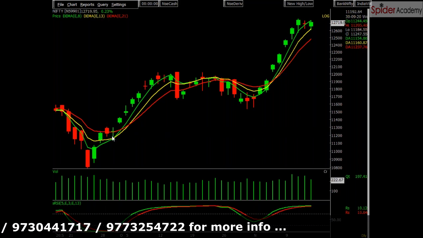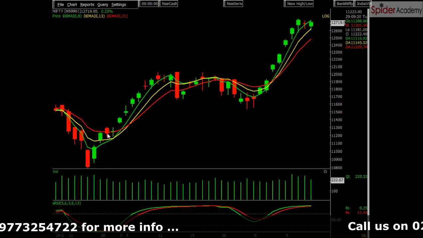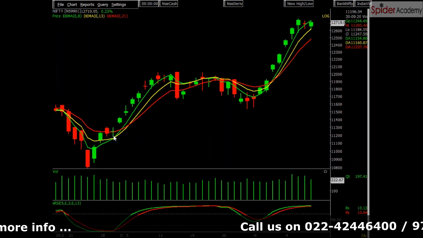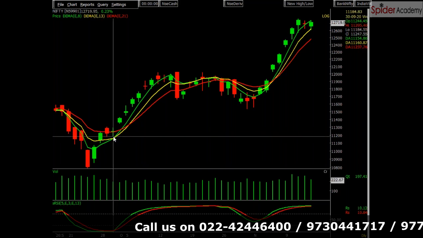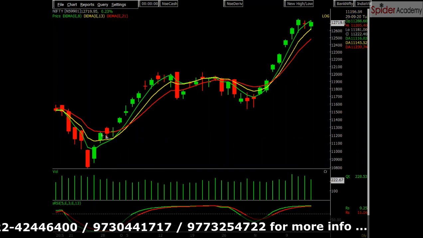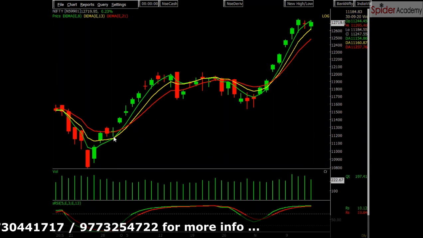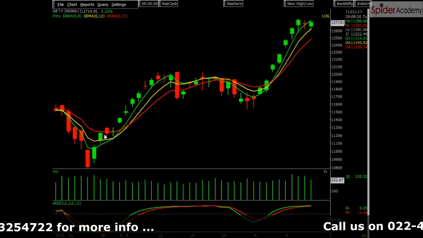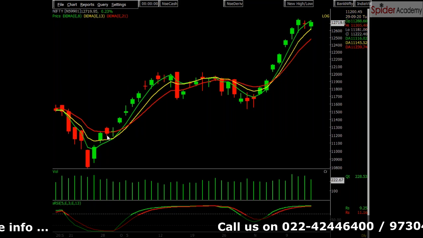Here you can easily make out that the lowest low is at this candle, or they are mostly at the same level, with hardly any difference. So you can put whichever as the lowest low. For example, if this is the lowest low, I will put this as my stop loss. If this is the lowest low, I will put this as my stop loss.